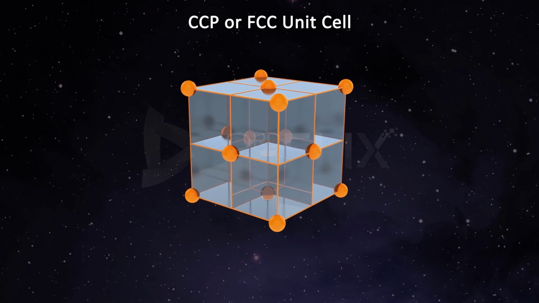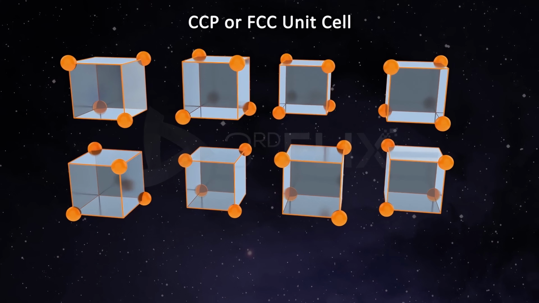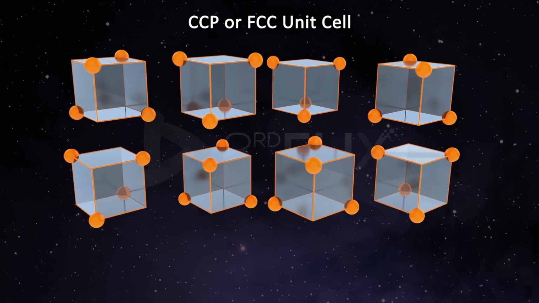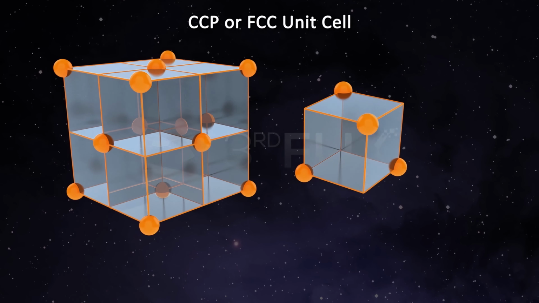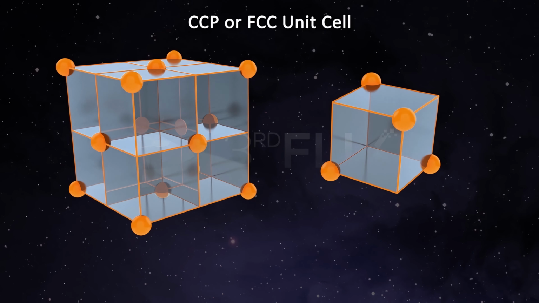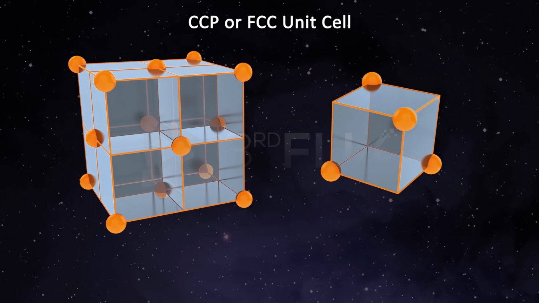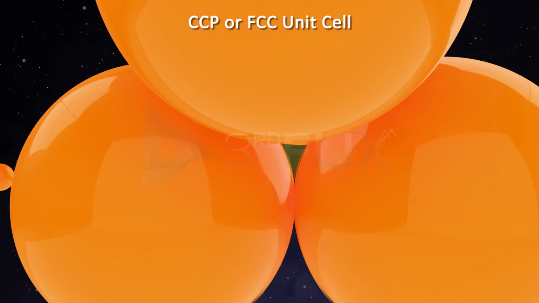Consider a CCP or FCC unit cell. Subdivide this big cube into 8 small cubes. Consider one such small cube. In this cube, spheres are present at alternate corners. When the centers of these spheres are joined, we get a tetrahedral void.